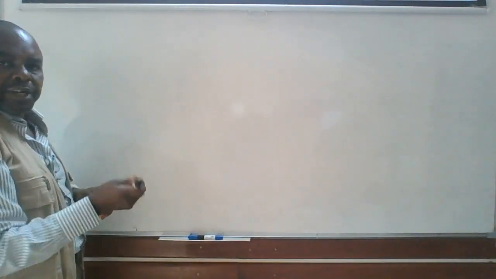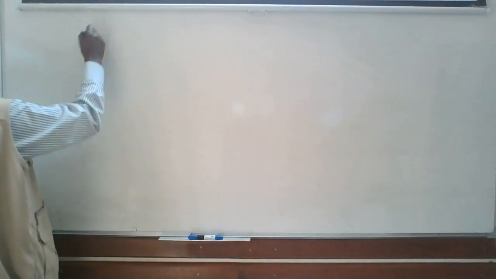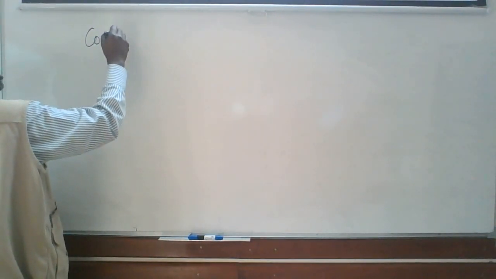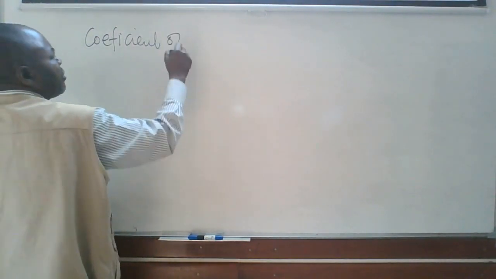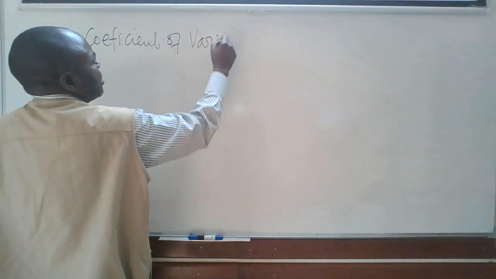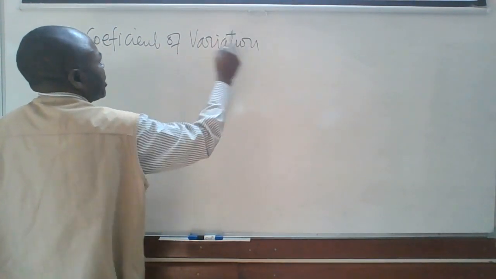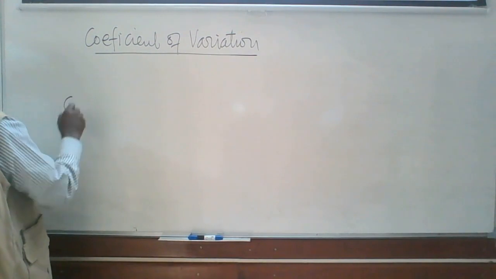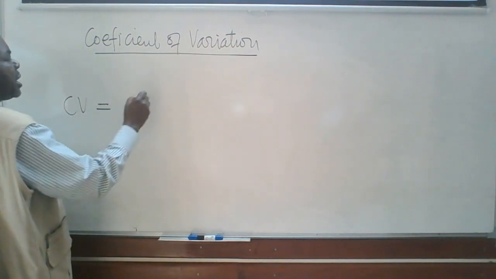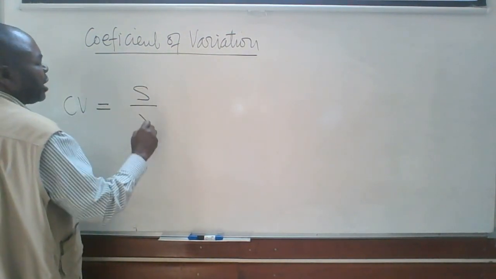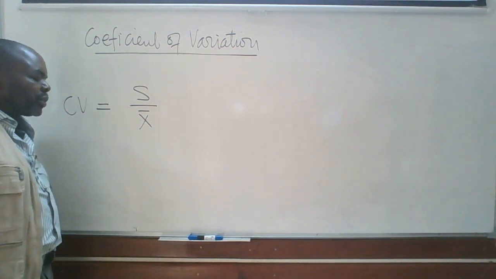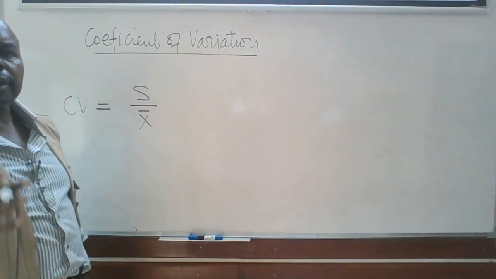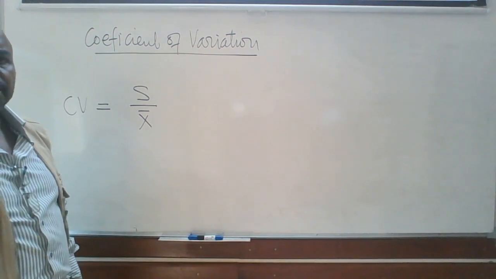The coefficient of variation, denoted CV, is just the standard deviation divided by x bar. Its use is to compare the variance between different samples.